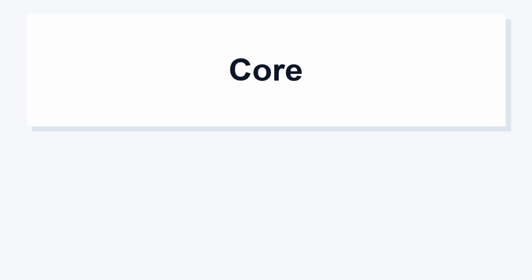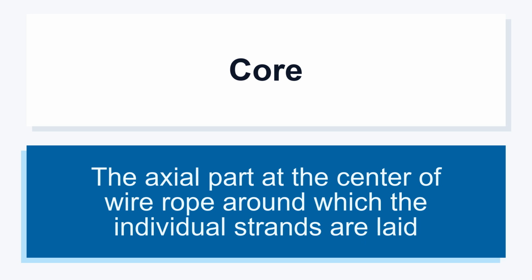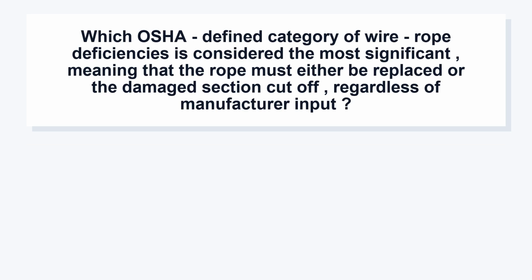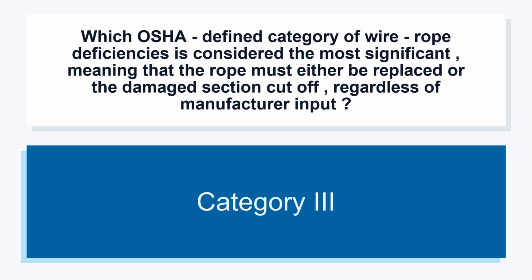Core. The axial part at the center of wire rope around which the individual strands are laid. Which OSHA defined category of wire rope deficiencies is considered the most significant, meaning that the rope must either be replaced or the damaged section cut off, regardless of manufacturer input? Category 3.